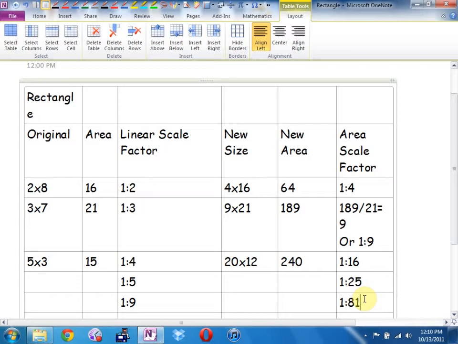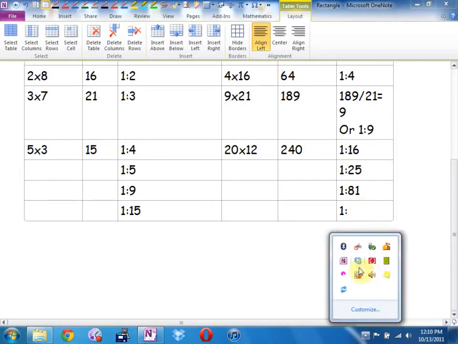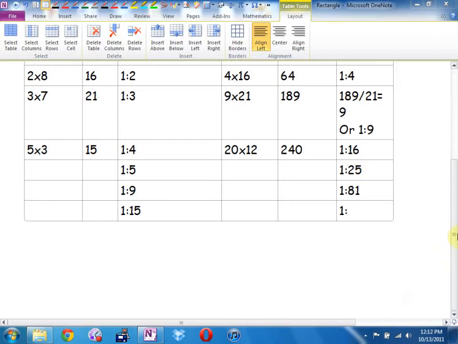So, let's make some educated guesses here. What if we had a scale factor of 1 to 15? How many times larger will your area be? You might need to do your calculation unless you have your squares memorized. Hang on. We'll pause the video. Does anyone know what 15 squared is? Did you know that or did you know that? Okay. That's still smarter than half of them. They just sat there drooling.